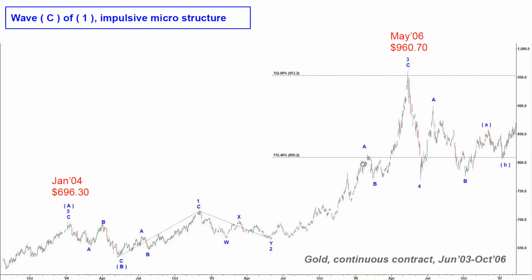You can see that in this particular case, wave A of 3 tagged the 176.4% extension. Now, if you multiply 176.4 by 2, you get 352.8. This is exactly the fib which nailed the top of wave 3.